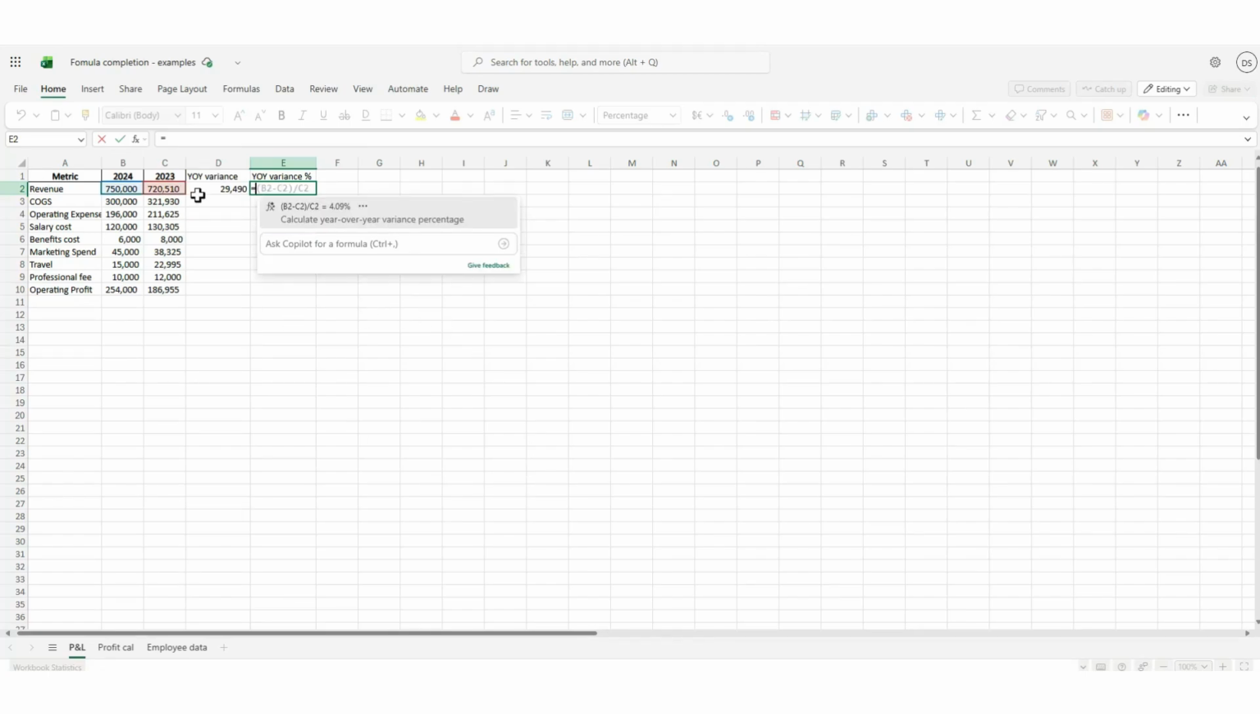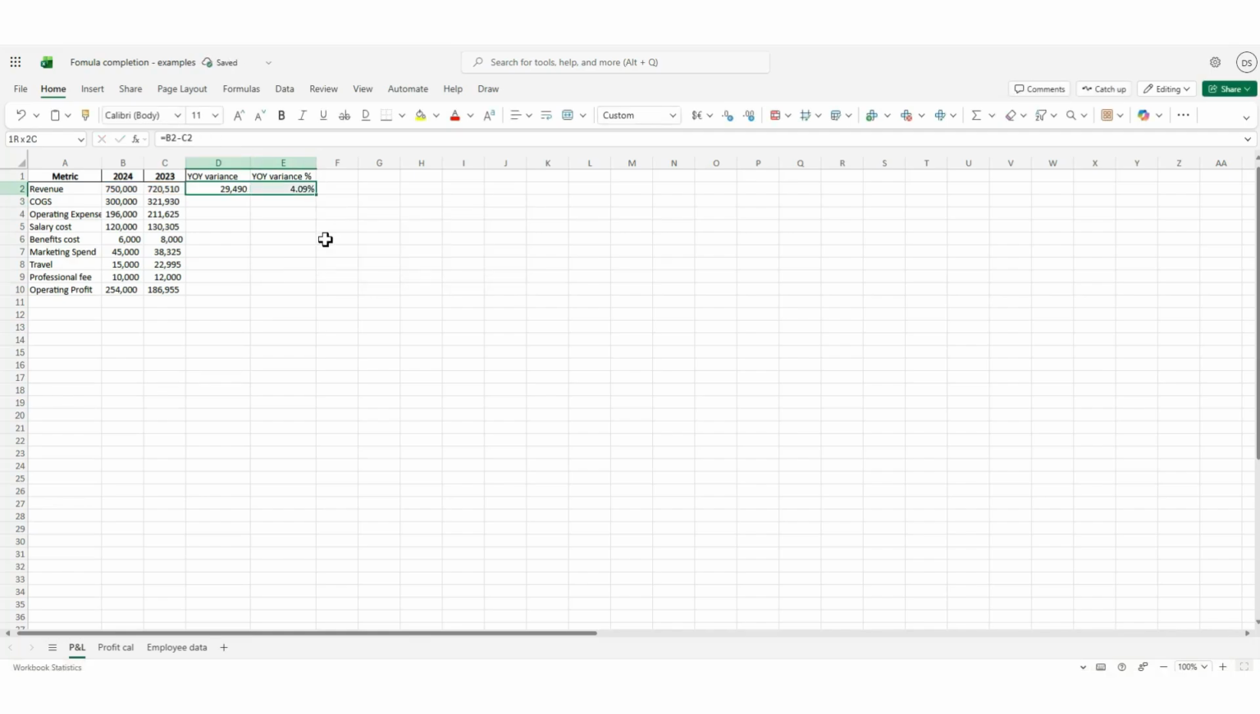So again, it is suggesting a correct formula where it is asking to divide the variance by the base, which is a 2023 number. So I think we are good with this.